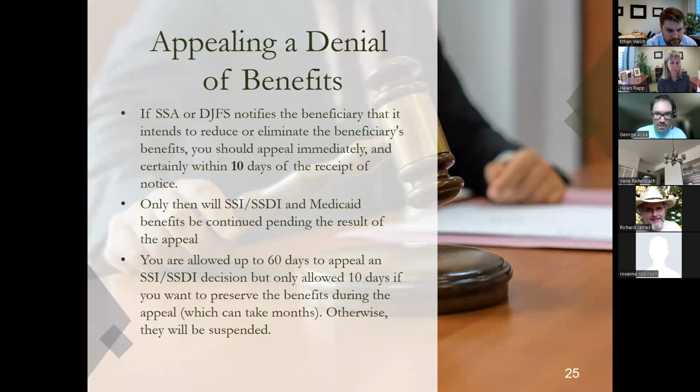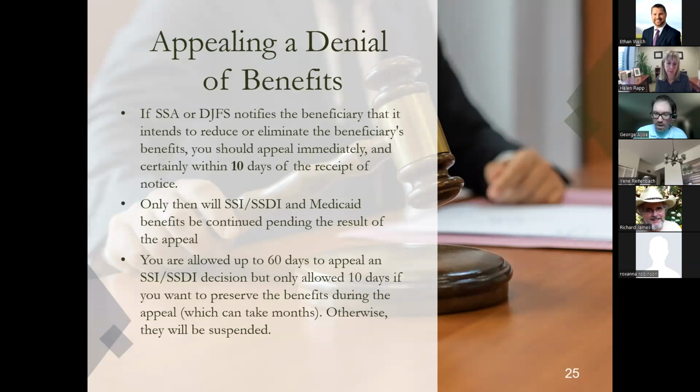All right, and then kind of shifting gears here for the last slide, appealing. If you do receive a denial notice or a notice that benefits are going to be terminated, the general rule is you want to appeal it as soon as you get that notice. Ideally within 10 days, because if you appeal timely, then whatever benefit that you are receiving that is being proposed to be cut off will continue until you have your hearing, and the outcome of that hearing is determined.